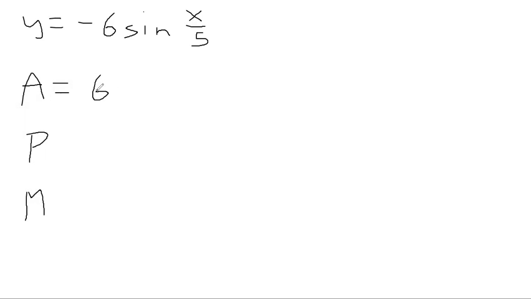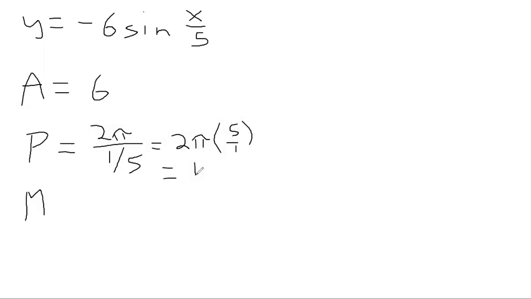minimum. Our period we find by taking the original period of sine, which is 2 pi, and dividing by whatever the coefficient of x is. Now with this being an x over 5, I would say that the coefficient is 1 over 5. And if I were to divide by this fraction, I could instead say this is 2 pi times 5 over 1, which then my period would equal 10 pi.